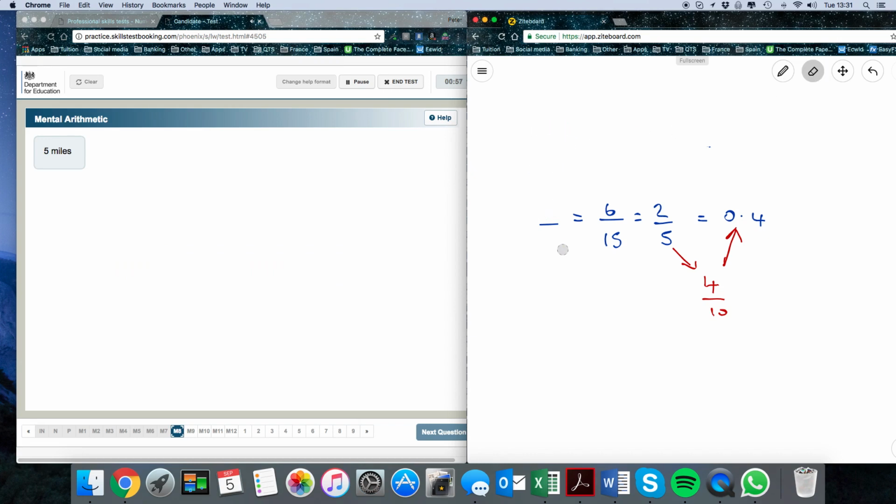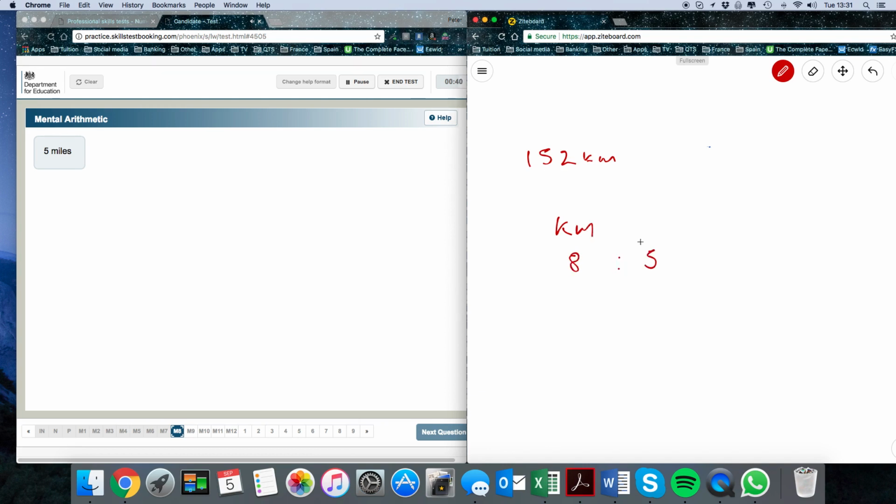A teacher plans a school trip, which includes a 152-kilometre coach journey in France. As an approximation, 8 kilometres is equal to 5 miles. Using this approximation, how long is the journey in miles?